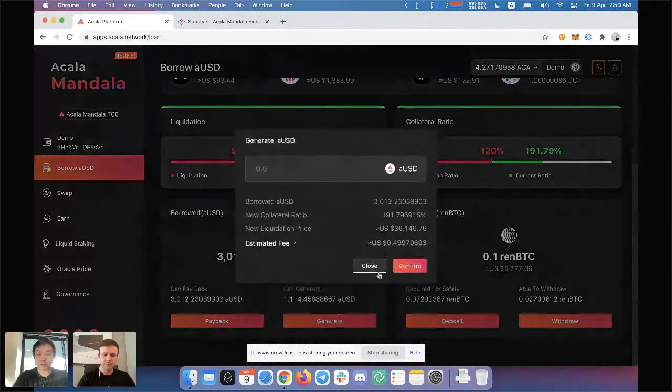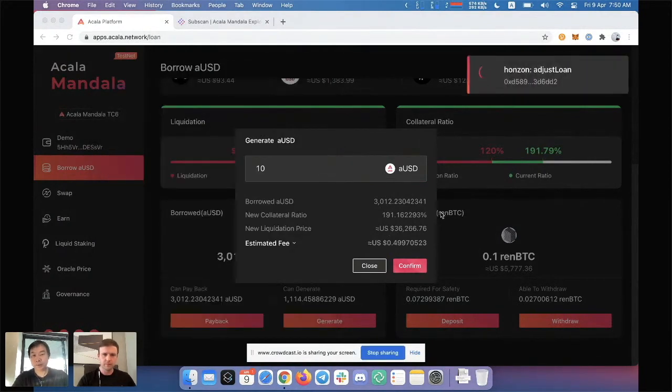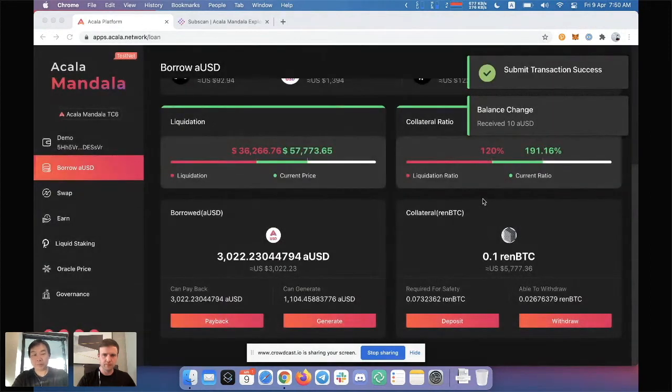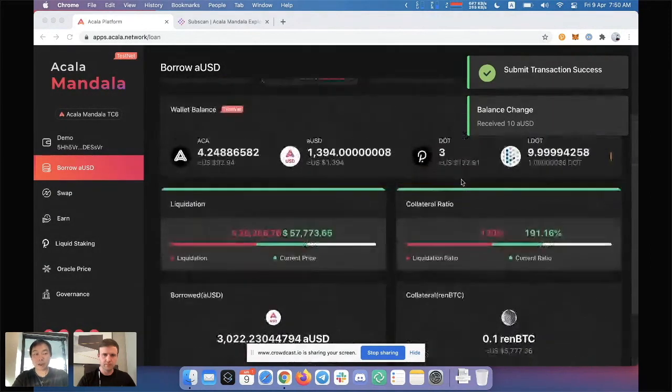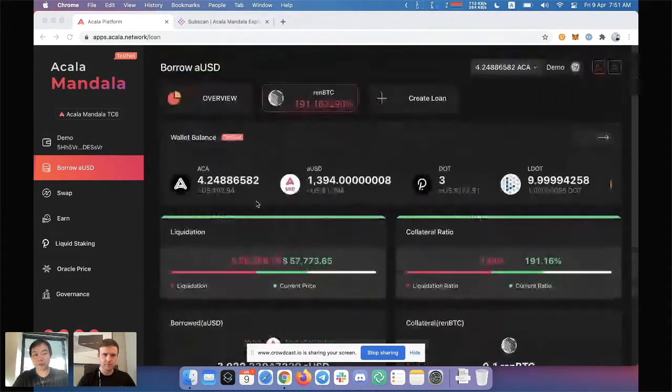So I'm going to press generate more. I would like to borrow maybe $10 more, and I press confirm. This is where the signing comes up. I type in my key password and sign the transaction. And boom, I have $10 more that I can spend. This is how fast the network looks, and all this is happening on the fly, for real.